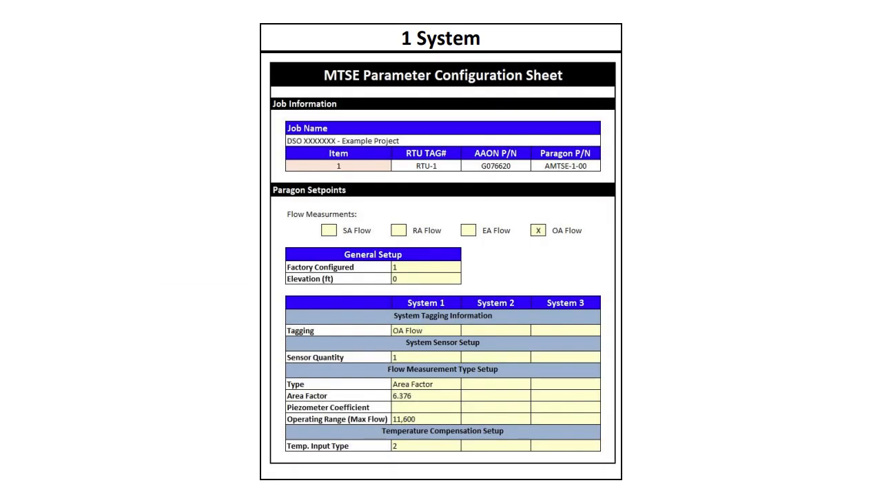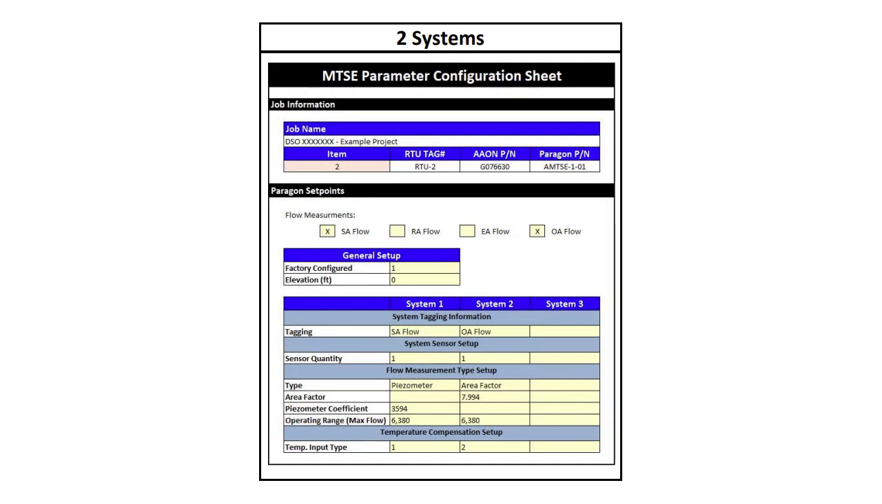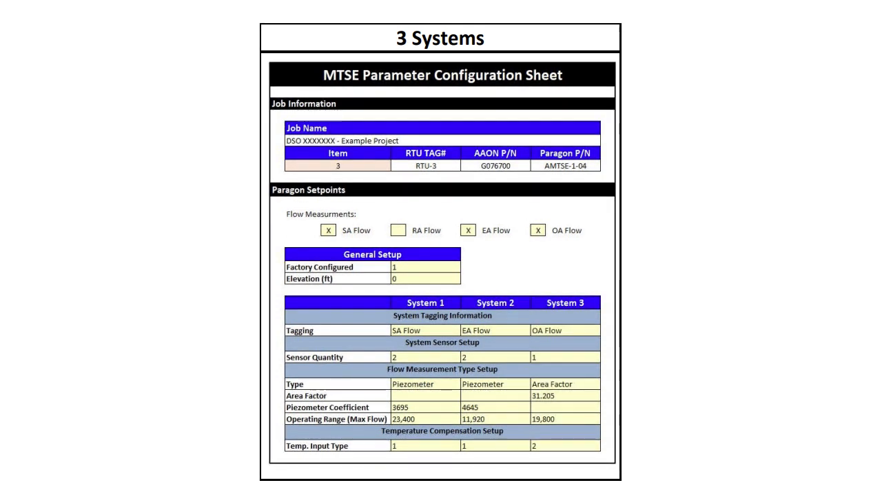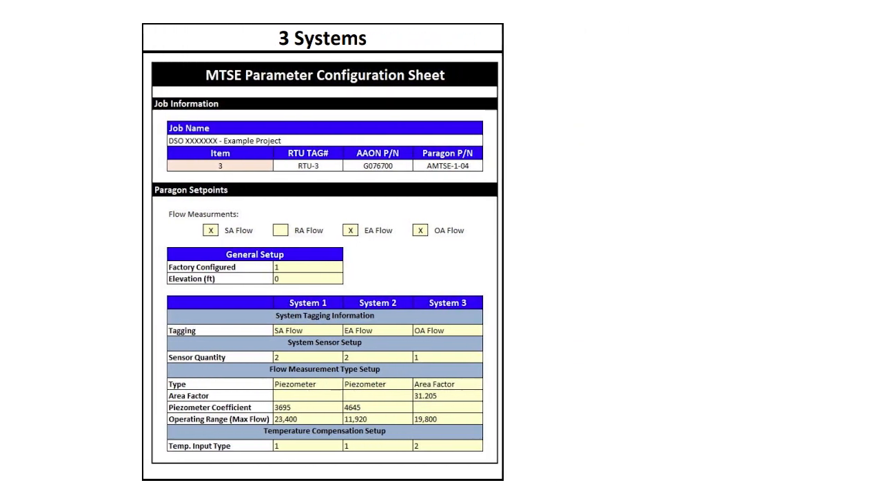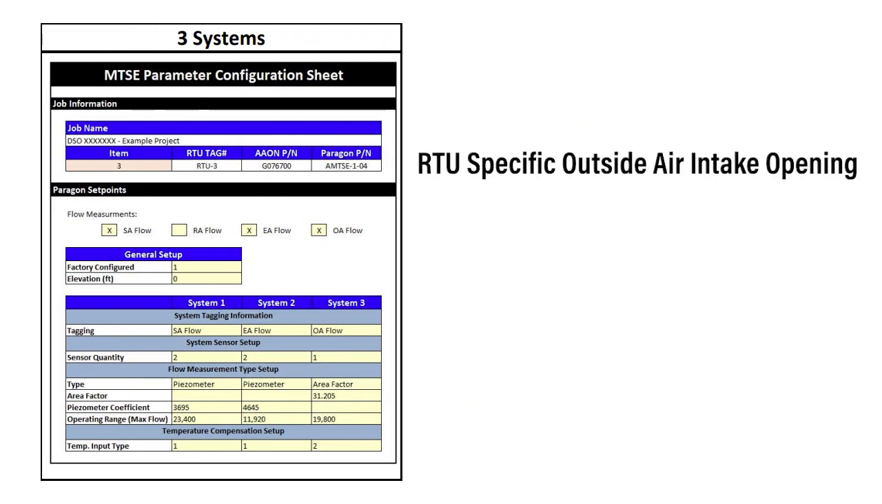The AMTSE may have been ordered to measure one system only, such as outside air, measure two systems, such as supply fans and outside air, or even supply fans and return fans, or measure three systems, such as supply fans, exhaust fans, and outside air. For the purposes of this video, we will be setting up a three-system configuration. Values in the parameter configuration sheets will vary depending on the RTU-specific outside air intake opening, fan sizes, and flow rates. Please note that outside air will always be configured as the last system measured.